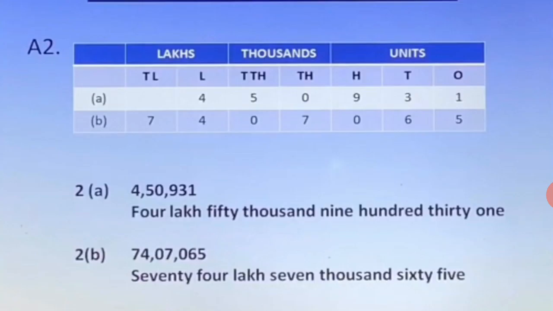Now we will form the number by using the place values. The first number is 450931. We will write this number as 4,50,931. This is according to the Indian system of numeration. First, we have put the comma after the 3 digits. We have started from the right side, first after the 3, then after 2.